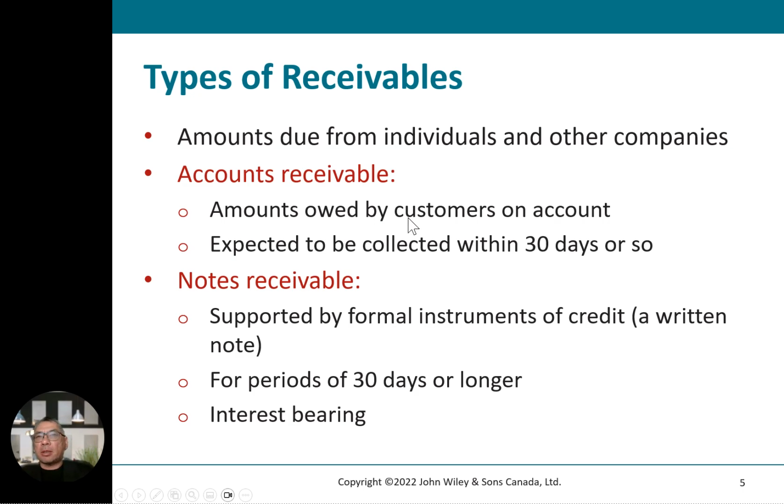For example, I'm selling samosas, $1,000, to BMO Bank on account. So I'm going to record my sales of $1,000 and my accounts receivable debit $1,000. Expected to be collected within 30 days or so. Notes receivable, however, are supported by a formal instrument of credit, such as a period of 30 days or longer, and are interest bearing.